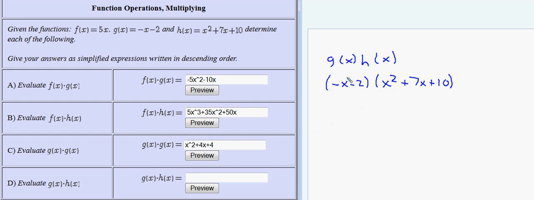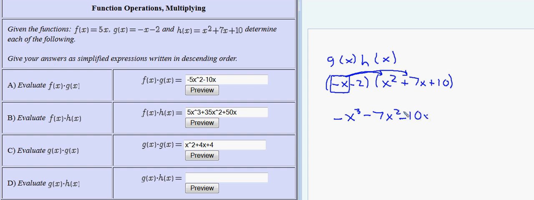So same thing here. This is, for example, why I don't like FOIL. Not that I don't like FOIL, it's just that it's very specific. It only works when you have a binomial times a binomial. So I think of it as you're just doing the distributive property. So I'm going to distribute the negative x times all three things. Negative x times x squared is negative x cubed. And then, again, another negative times a positive, again a negative. And then x times 7x is 7x squared. And then we have negative x times 10, negative times a positive is a negative, and then we'd have 10x.